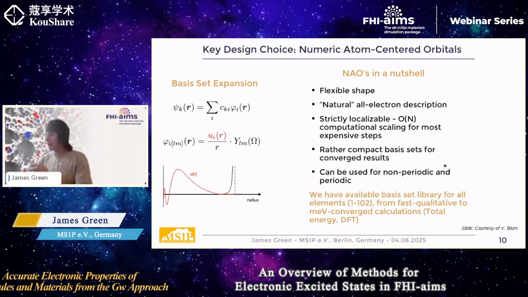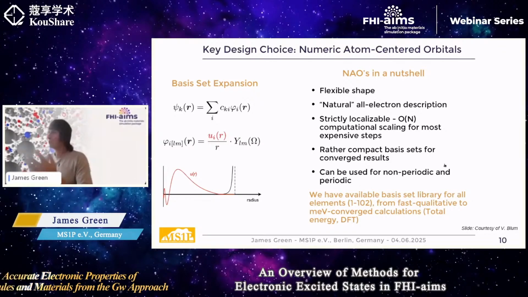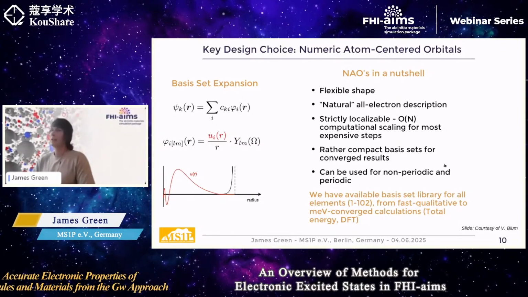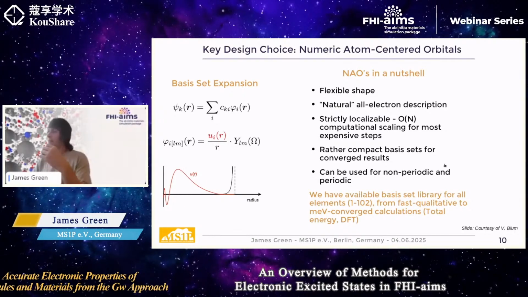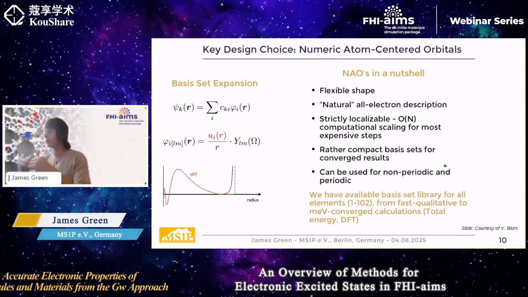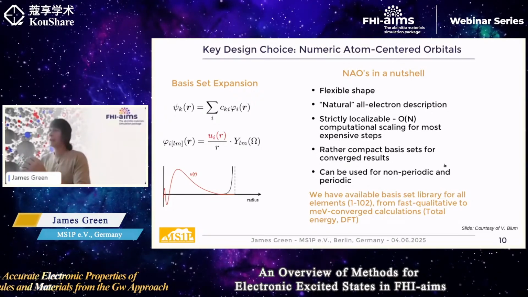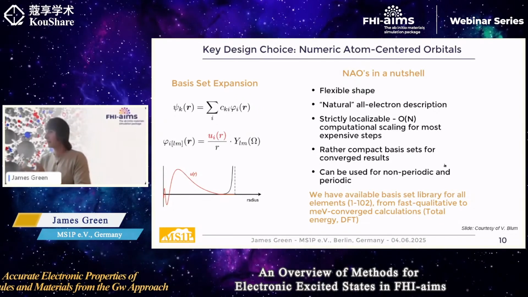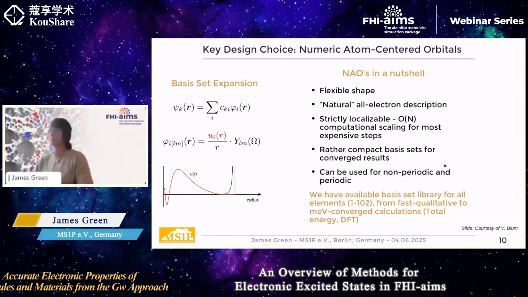And we have a basis set library available with these NAOs in the FHI-aims code, ranging from fast qualitative calculations to converged calculations. And really, we only need a rather compact basis set for converged calculations as well, which is quite nice.